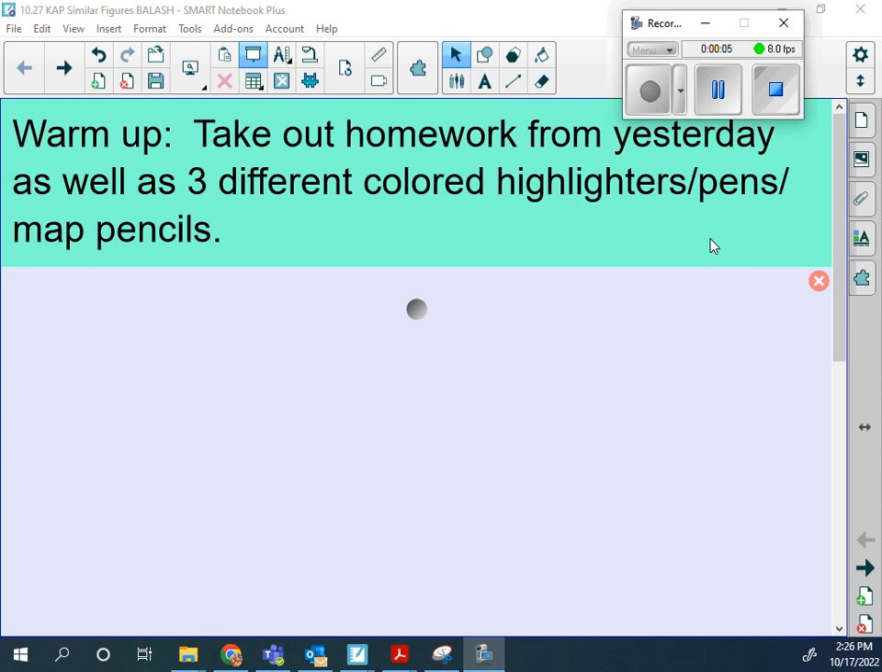Okay, make sure that your homework is out from yesterday, as well as 3 different colored highlighters or pens, or markers, or colored pencils. You need 3 different colors. If you don't already have that, please pause the video so that you can get ready.